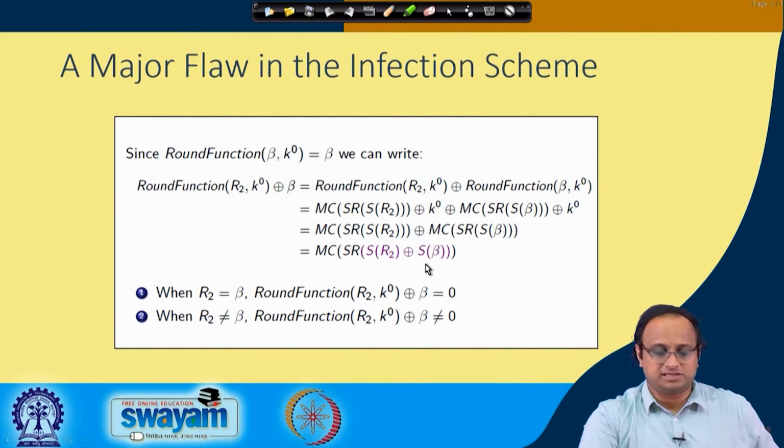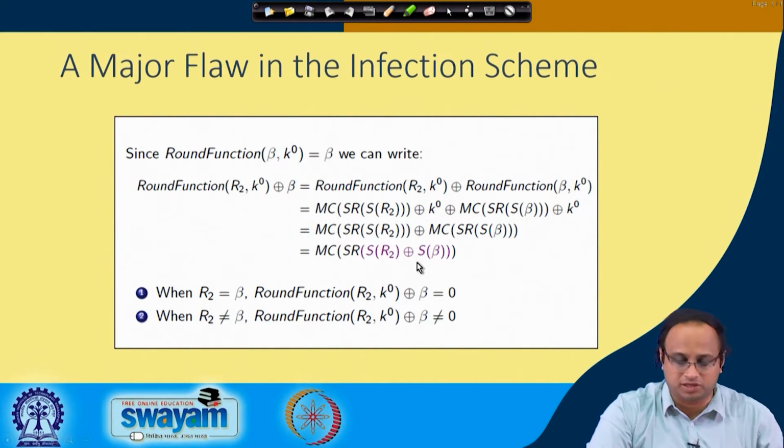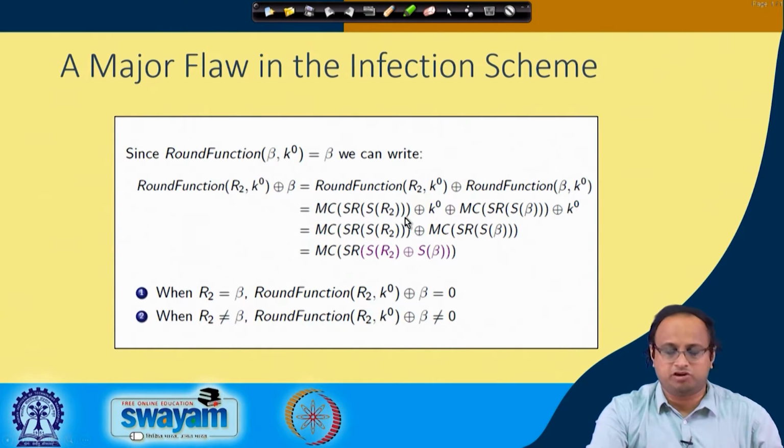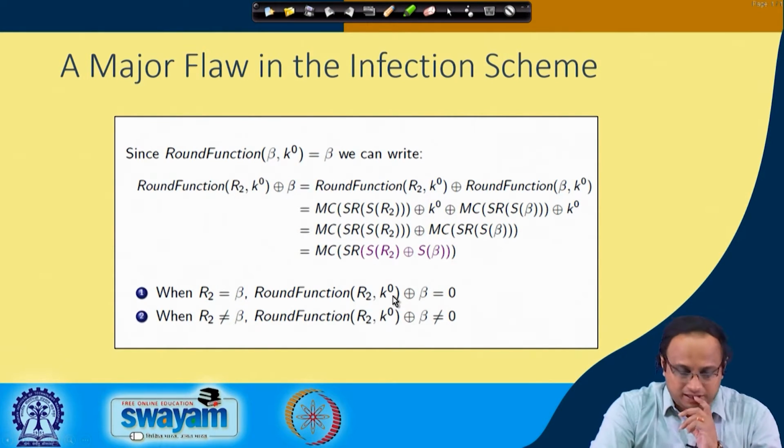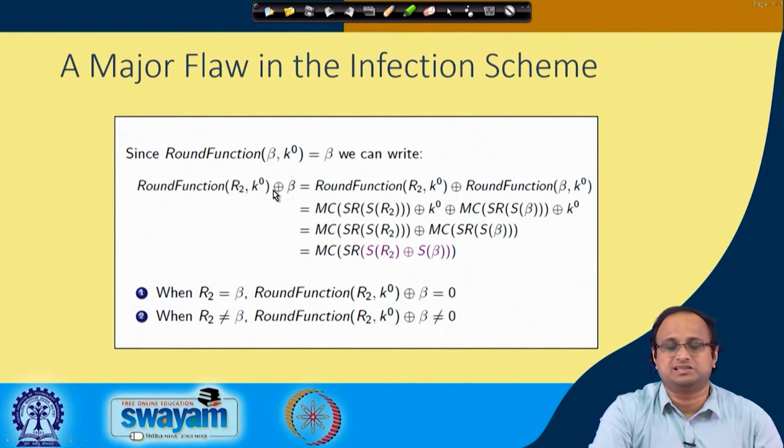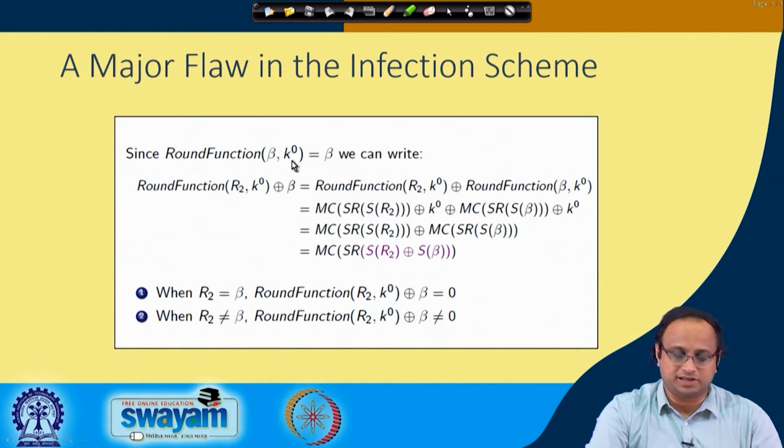How can you do that? Essentially because of a major flaw in the infection scheme. If you remember the 15th equation that we had, the important step there was that in the compulsory dummy round, we corrupted R0 with the XOR of beta and the round function applied on R2 and K0. Remember that if the value of R2 is beta, then the round function results in beta, because the dummy round was idempotent with respect to K0, and therefore a beta input was resulting in a beta output.